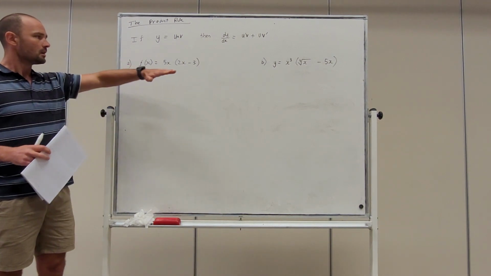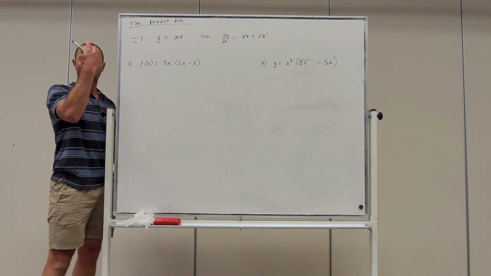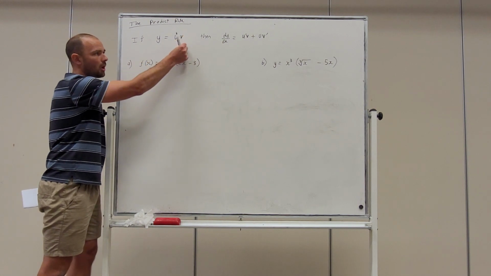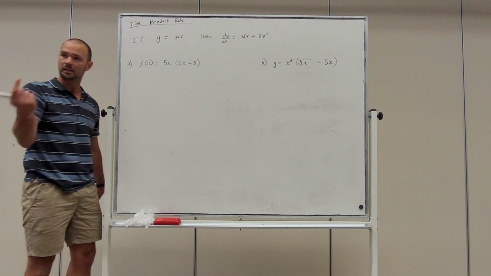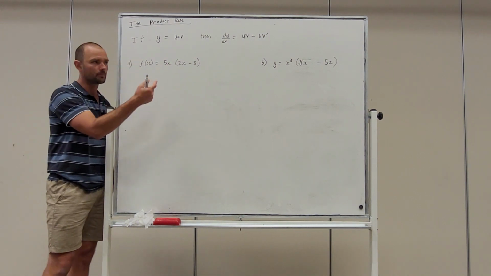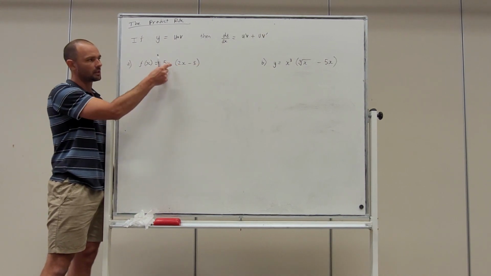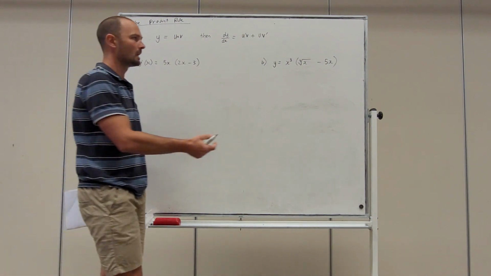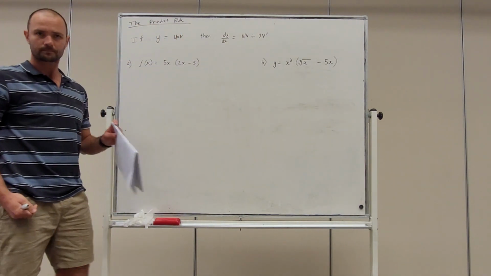So the product rule says if we have y, which is a composite function, composed of one function multiplied by another function, u and v are functions. So here's two examples for you. 5x is a function, it's got the variable in it. 5x multiplied by 2x take 3, u times v. We're going to use the product rule to find the derivative. Similarly over here, u times v.